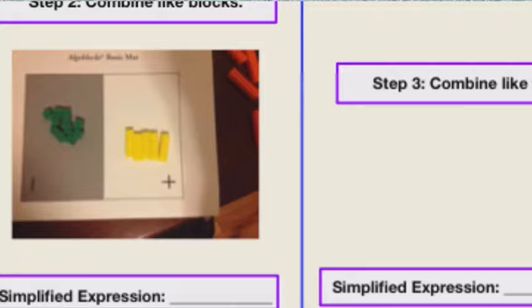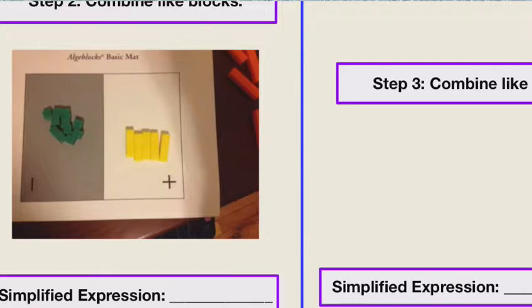Okay, last step, write down the simplified expression that we have showing here. So we've got a total of 1, 2, 3, 4, 5x on the positive side minus 1, 2, 3, 4, 5, 6, 7, 8, 9, 10, 11. So 5x minus 11 is our simplified expression.